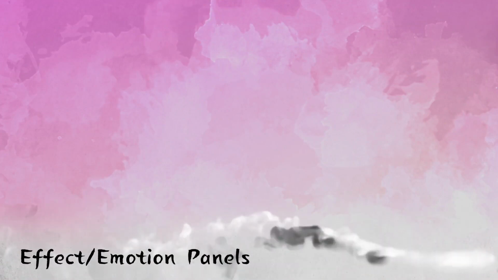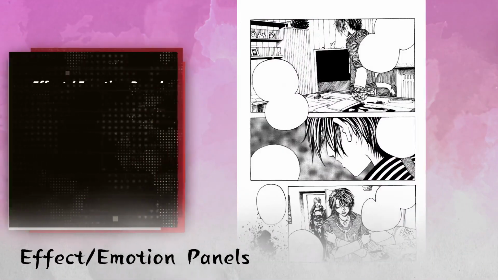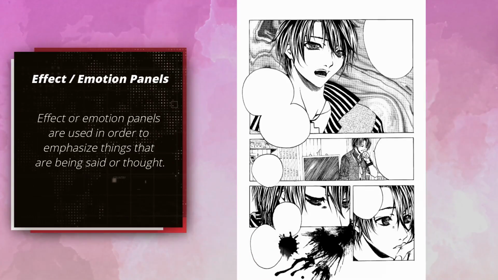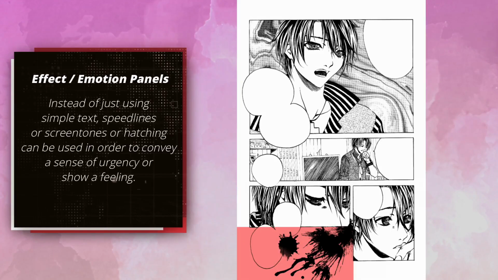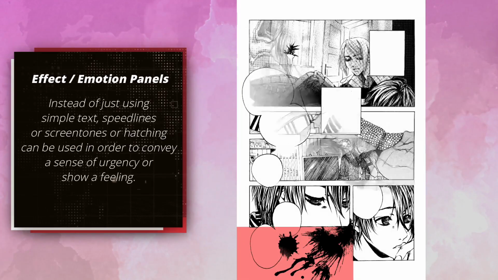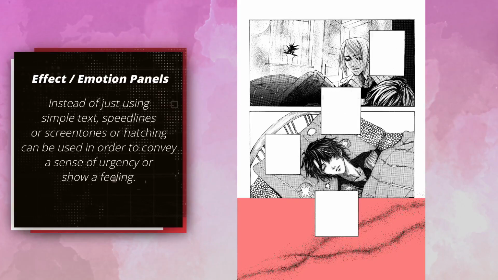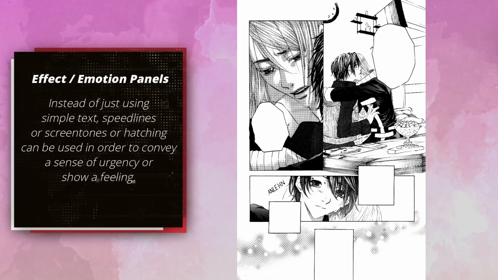Effect, emotion panels. Effect or emotion panels are used in order to emphasize things that are being said or thought. Instead of just using simple text, speed lines and screen tones or hatching can be used in order to convey a sense of urgency or show a feeling.